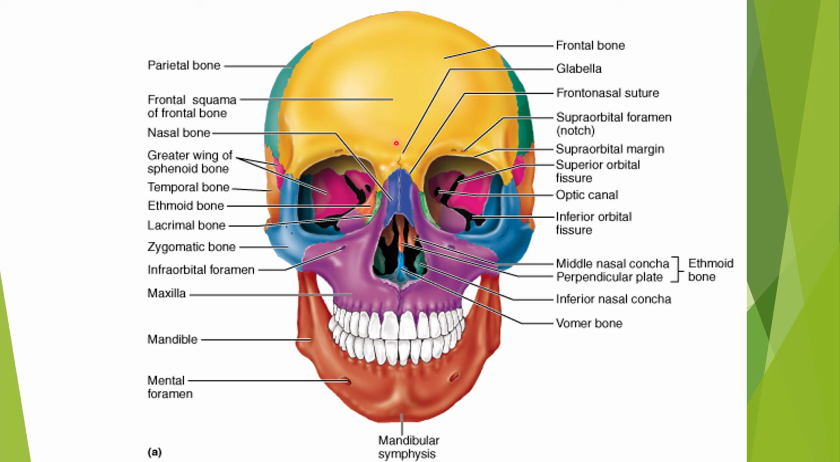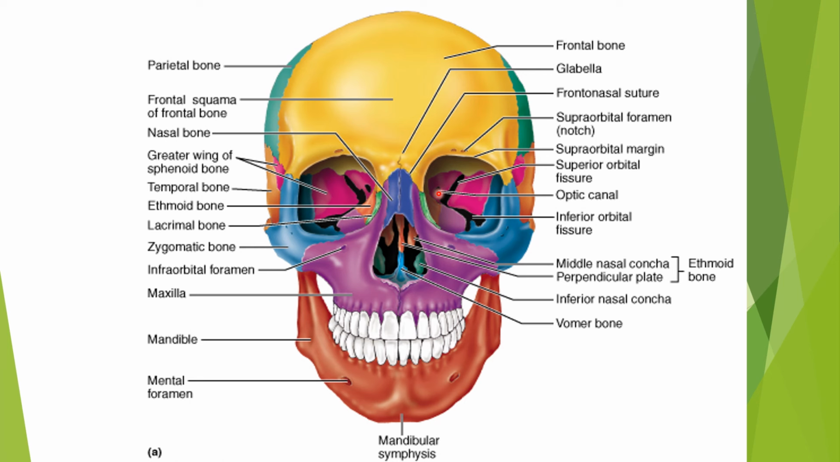You can see here this is the frontal bone. This is the glabella or the bregma. Also, this is the supraorbital foramen or notch for the passing of the supraorbital nerve and supraorbital vessels. This is the superior orbital fissure, and this is the inferior orbital fissure. Also, this is the optic canal.